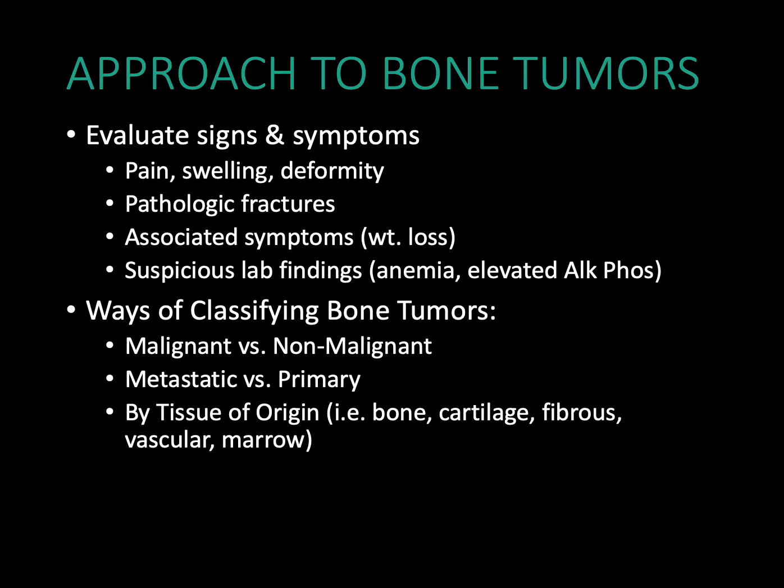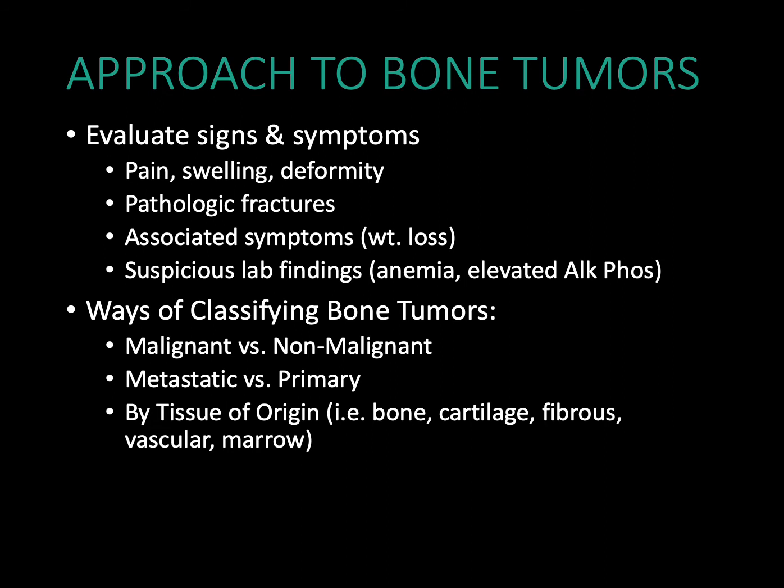Another approach we need to look at is for bone tumors. I say signs and symptoms: pain, swelling, deformity, pathologic fractures, weight loss, all the things that we look for in our red flags. You may see some lab changes there. So we really want to classify these tumors into malignant versus non-malignant. So our metastatic versus primary tumors as well, and also by tissue of origin.